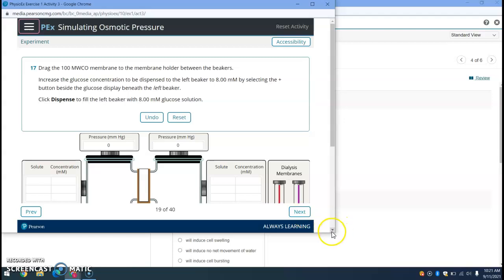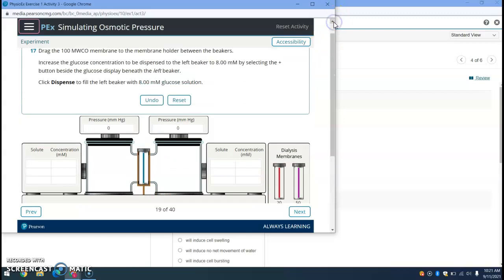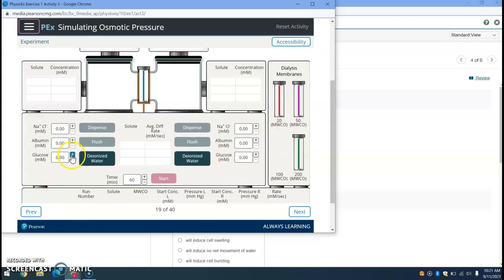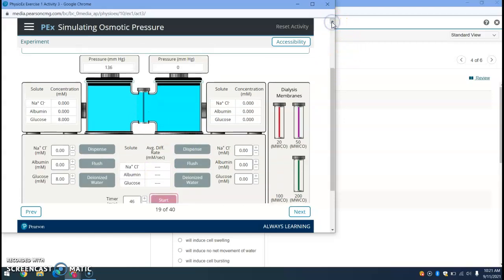All right, now the 100 molecular weight membrane, I'm going to drag that over. And then it says to increase glucose to 8 millimolar in the left beaker. 1, 2, 3, 4, 5, 6, 7, 8. Dispense. Let's see what happens to the pressure.